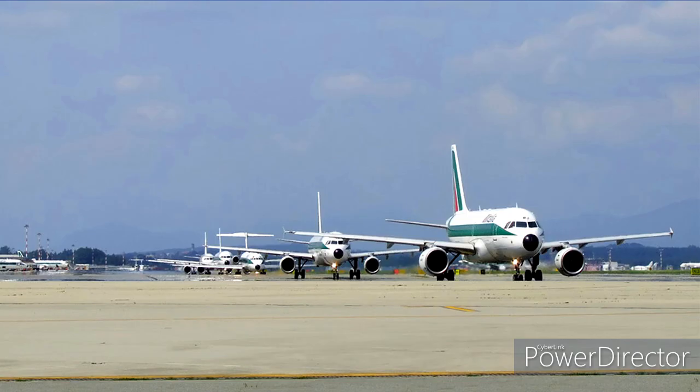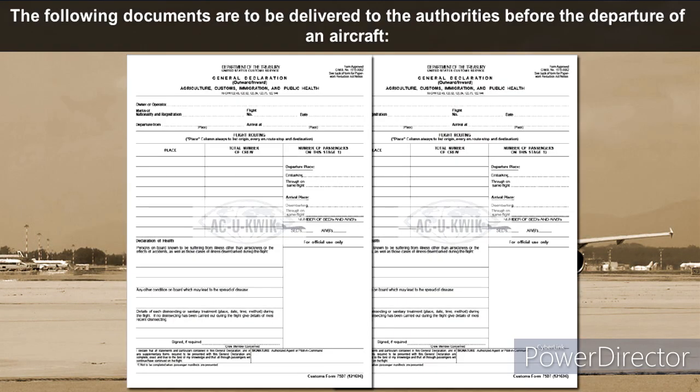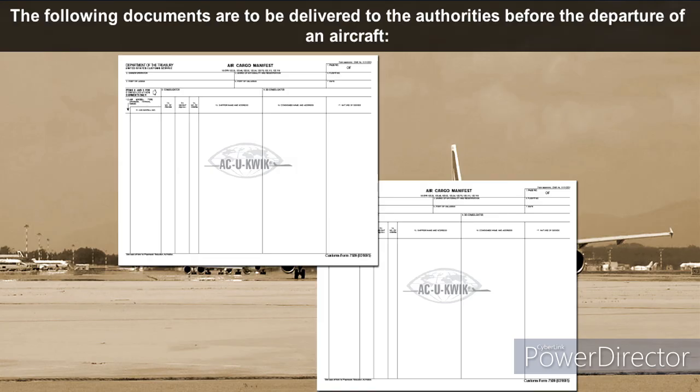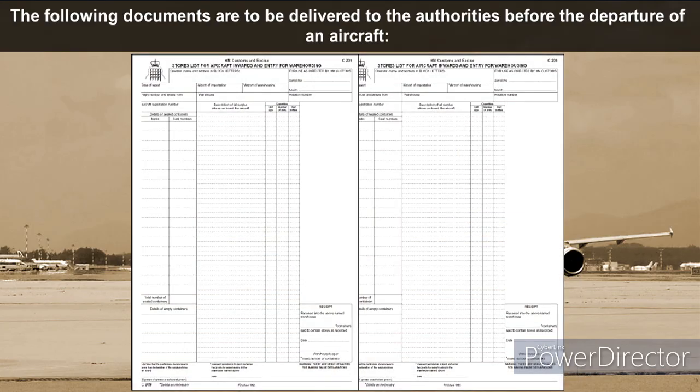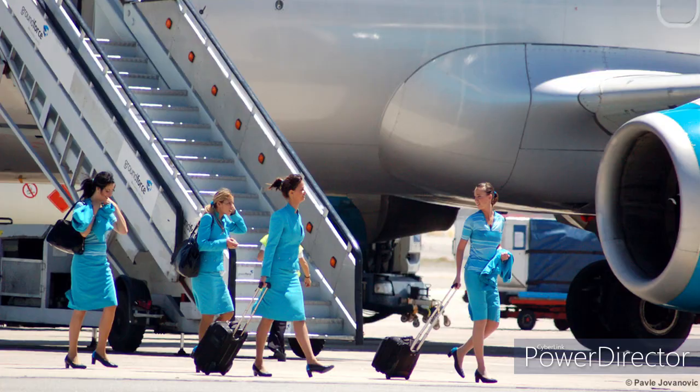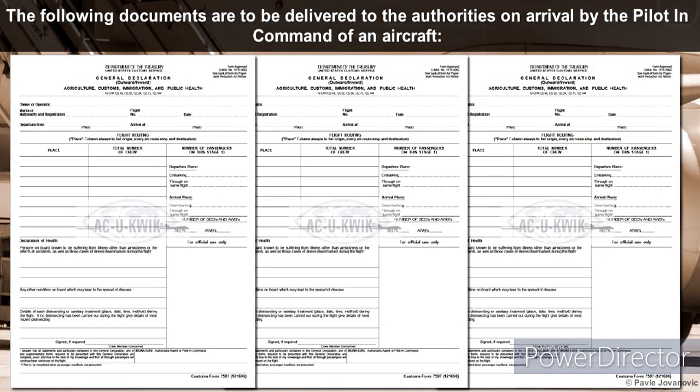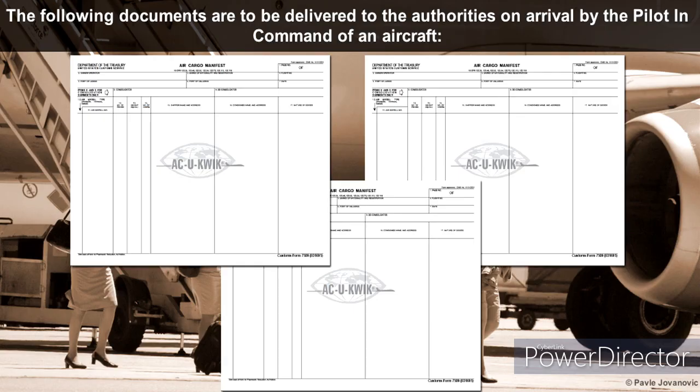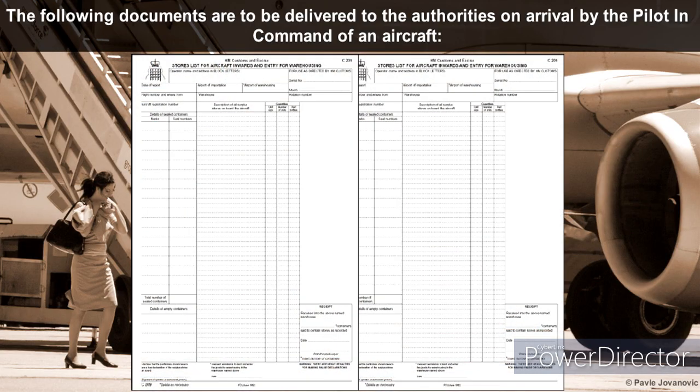Annex 9 states that a maximum of 3 copies of each document shall be made available upon request. For examination purposes, the following numbers should be used: 2 copies of the General Declaration, 2 copies of the Cargo Manifest, and 2 copies of a simple stores list. On arrival, contracting states will not require the pilot in command to deliver more than 3 copies of the General Declaration, 3 copies of the Cargo Manifest including unaccompanied baggage, and 2 copies of a simple stores list. Documents may be printed, typewritten, or handwritten in legible form.